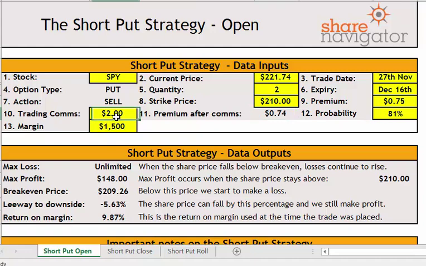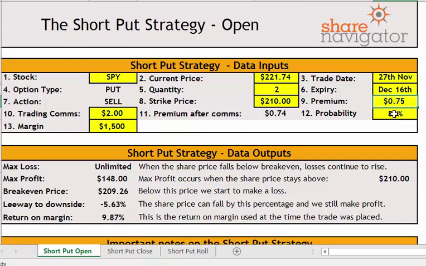And the next thing we want to do here is put in our trading commissions. Now, if you haven't placed a trade already, you're going to have to guess what your trading commissions are going to be, but they're going to be in the range, if you're using Interactive Brokers, of about $2. So we leave that there. And the next one, point 11 here, is your premium after commission. You can see here, this is automatically calculated for you. And what's happening here is it's calculating the net premium you're receiving after your trading commissions on a per share basis.